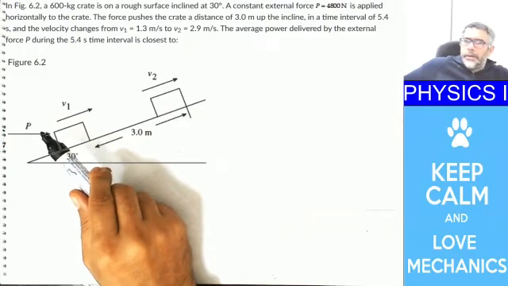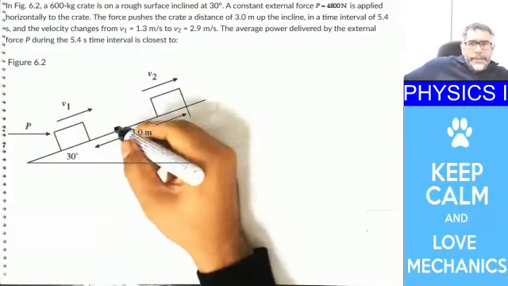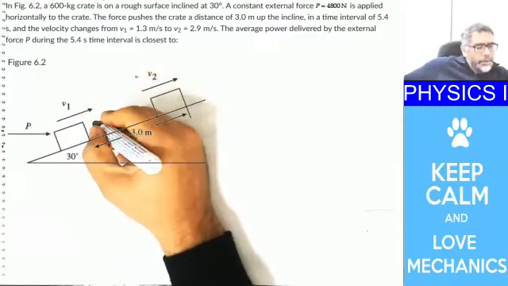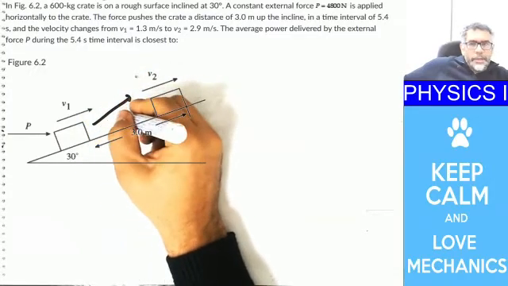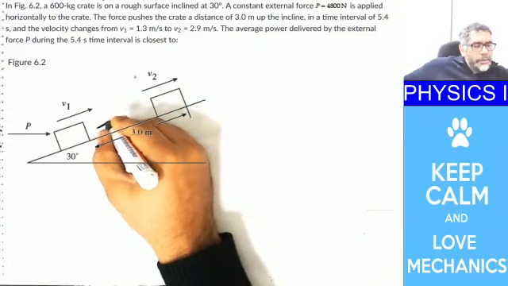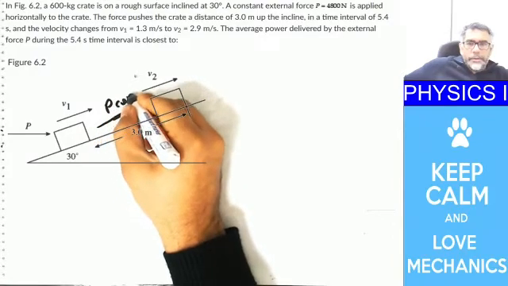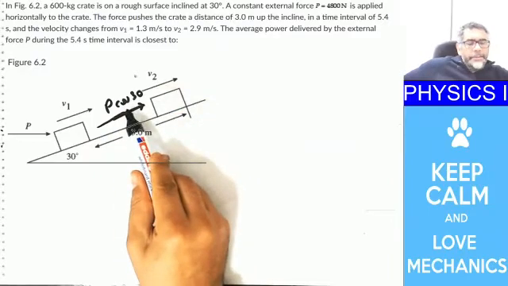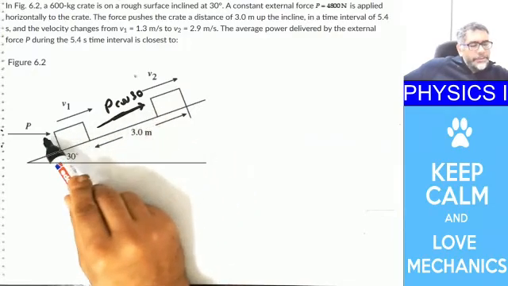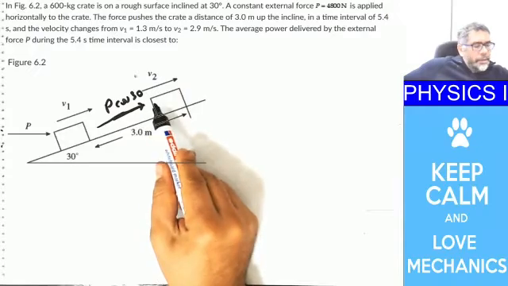Work done by P is the application of the P force, the component of the P force, in the direction of motion. Let me draw this. I have to draw this parallel to the inclination angle. So this is P cosine 30 degrees, the component of the P force in the direction of motion. That component will do some work, right?